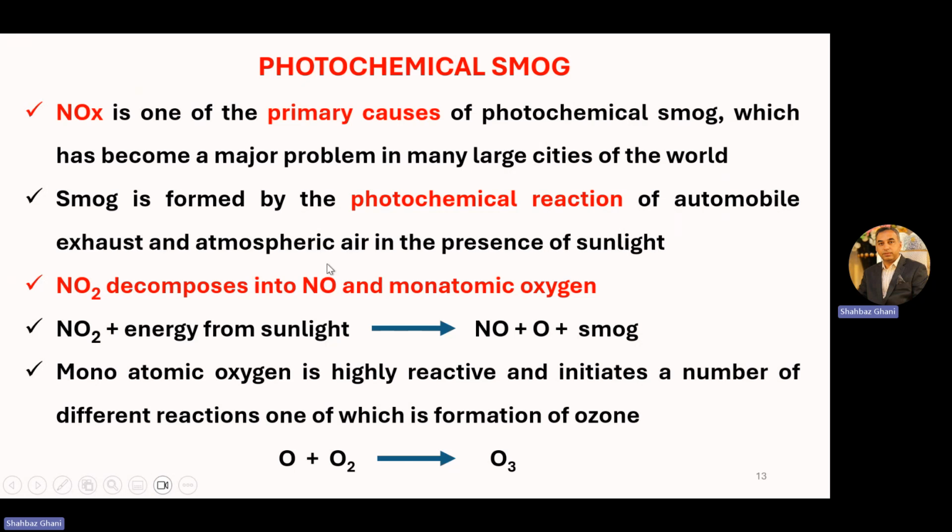Nitrogen dioxide decomposes into nitrogen oxide and monatomic oxygen. So nitrogen dioxide plus energy from sunlight gives nitrogen oxide plus monatomic oxygen, and smog. This monatomic oxygen is highly reactive and initiates a number of different reactions, one of which is the formation of ozone: monatomic oxygen plus diatomic oxygen gives us O3.